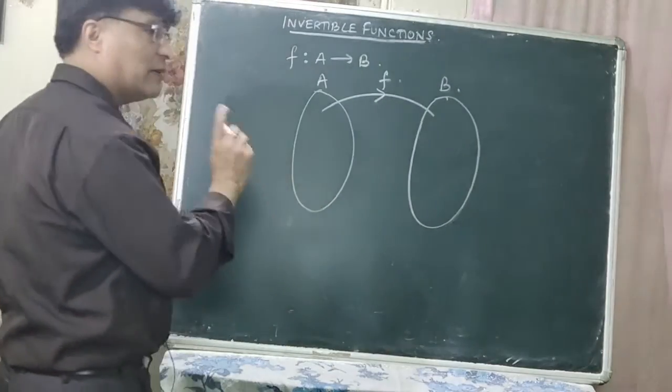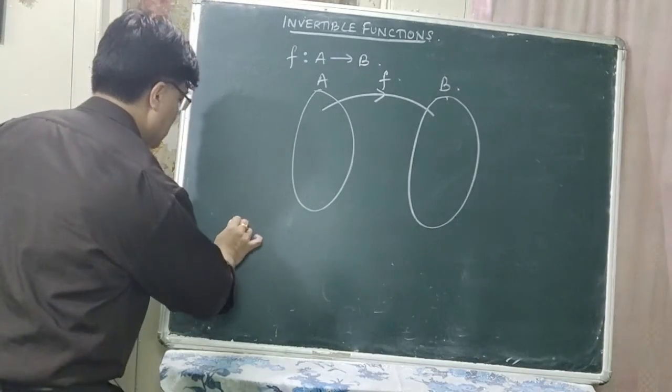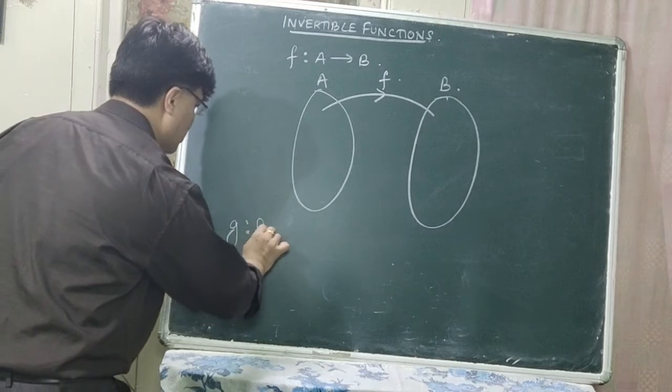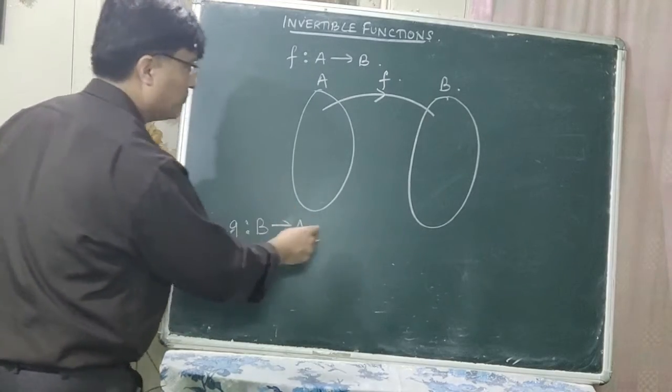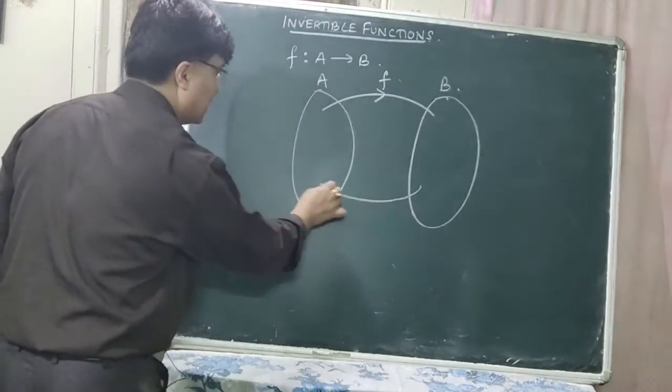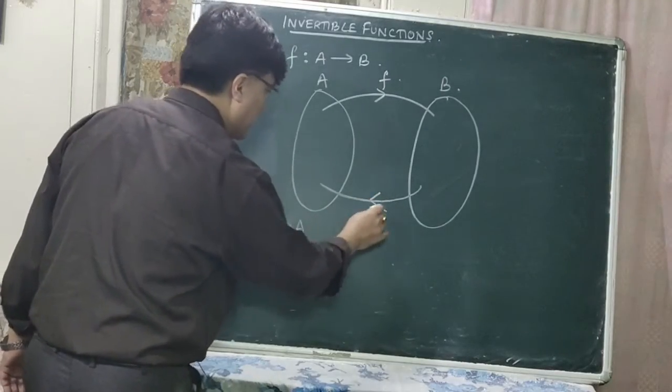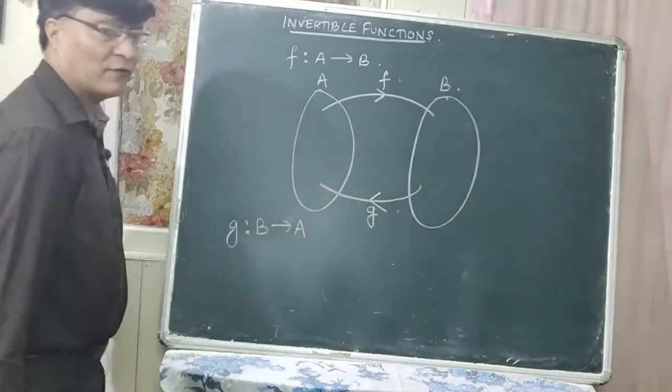So now if there exists a function g such that B to A now. अब उल्टा. अब के भयो? B to A. अब के आउँदैछ? B to A under mapping g or function g.